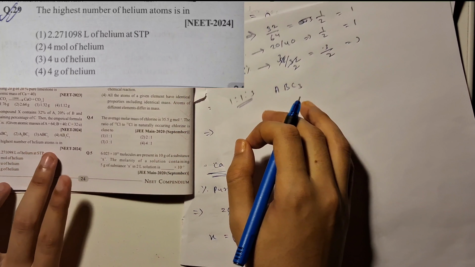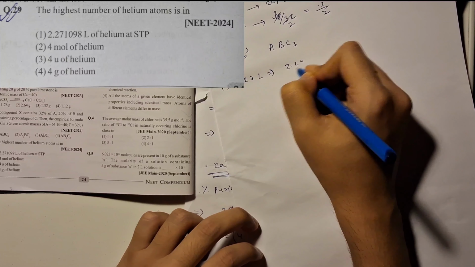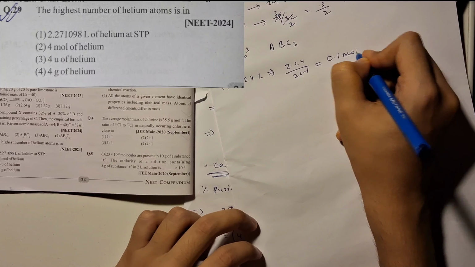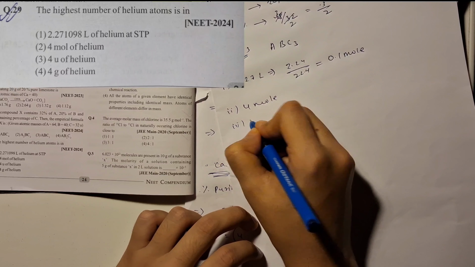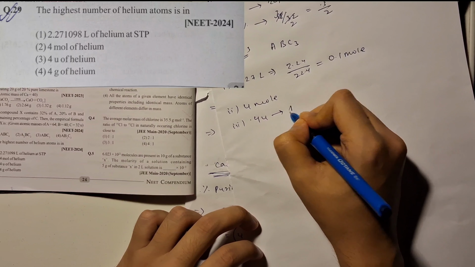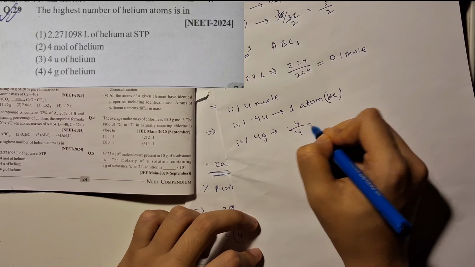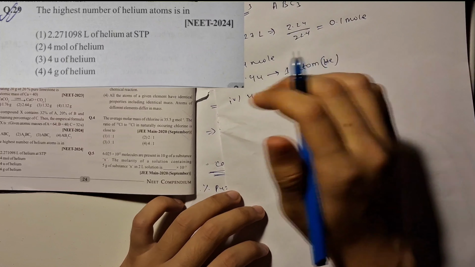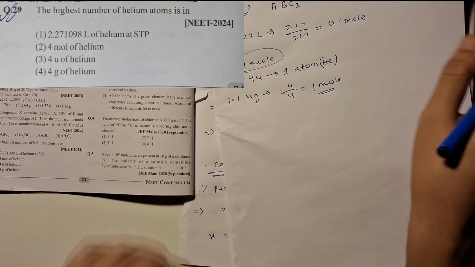The highest number of helium atoms present in. So first one is 2.24 liter, 2.24 by 22.4, so approximately it is 0.1 mole. Second is 4 mole. Third is 4 u, means 1 atom only. Fourth is 4 gram, means 4 by 4, 1 mole. So the highest number of helium atoms is present in 4 mole of helium. The correct option will be 4 mole of helium.